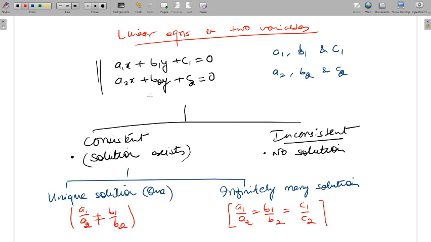ठीक है, एक ही लाइन मिलेगी आपको, है ना? And you will have numerous points. ठीक है, numerous x y के pairs मिलेंगे आपको, which will satisfy both these equations because equations are same. So in that case you will have infinitely many solutions. So solution is inconsistent. You have no solution when a1 upon a2 is equal to b1 upon b2, but this is not equal to c1 upon c2. So in this case these two lines they will be parallel.